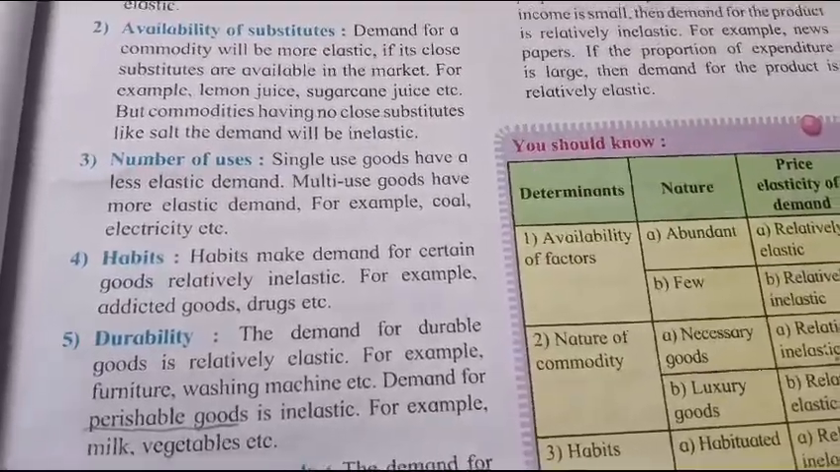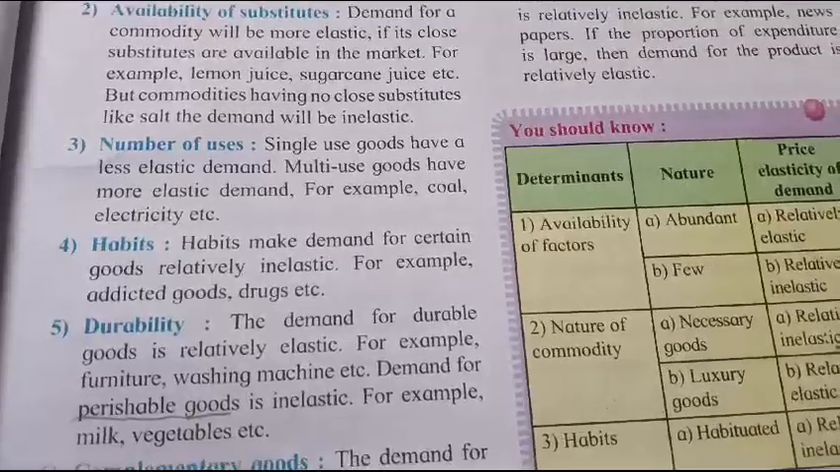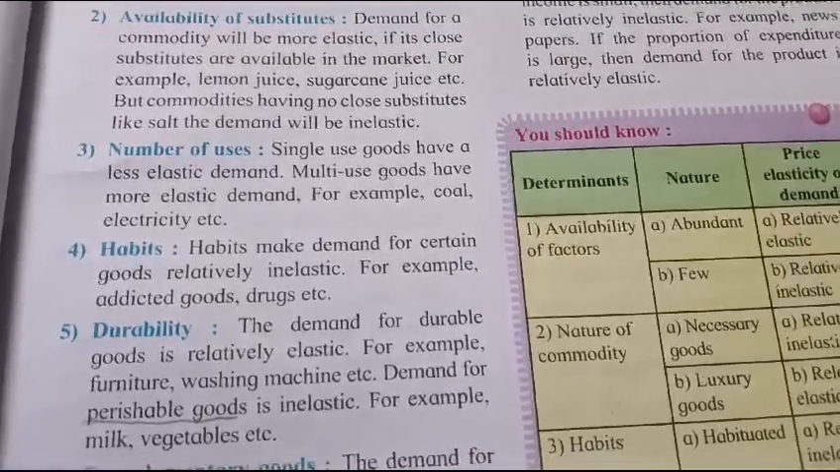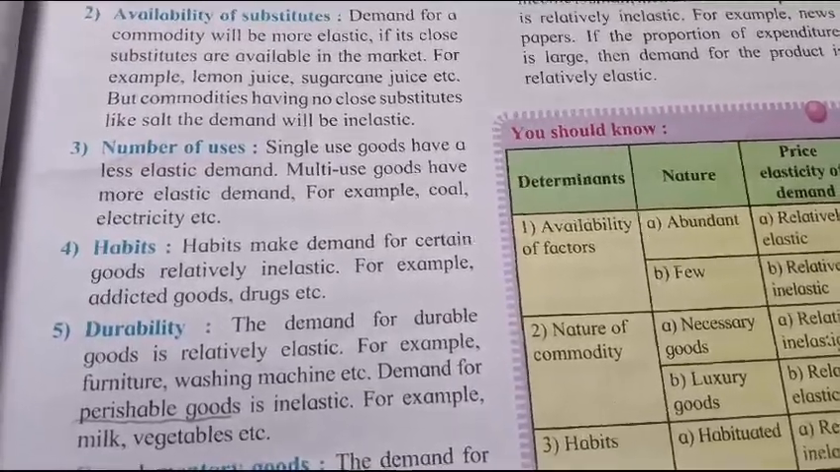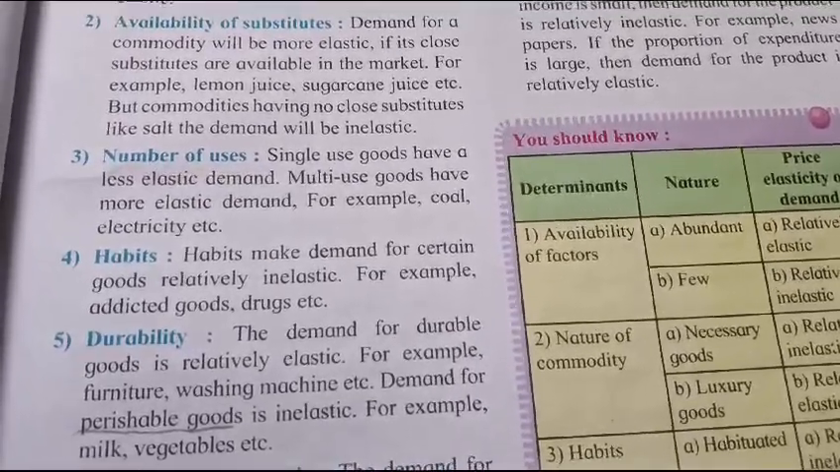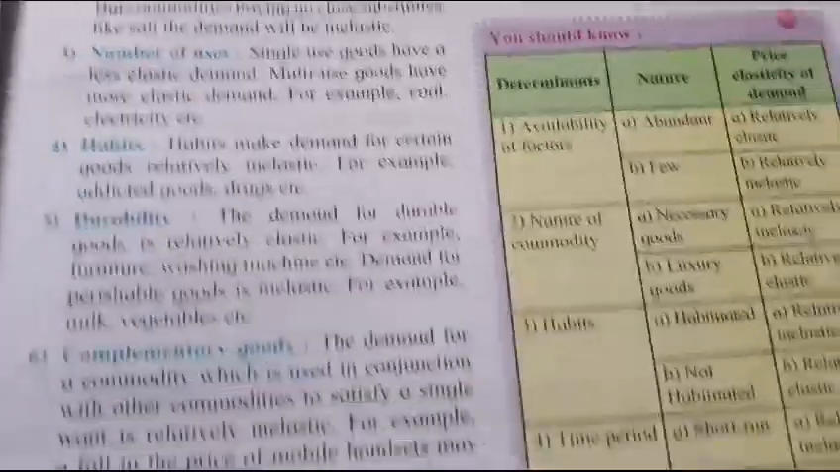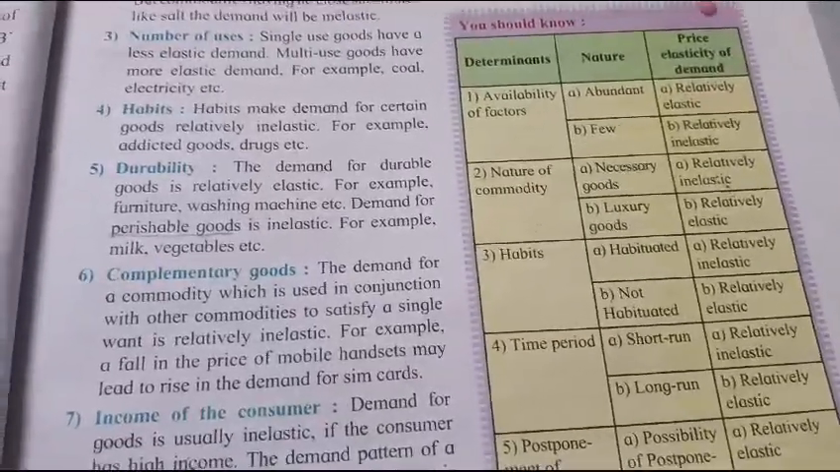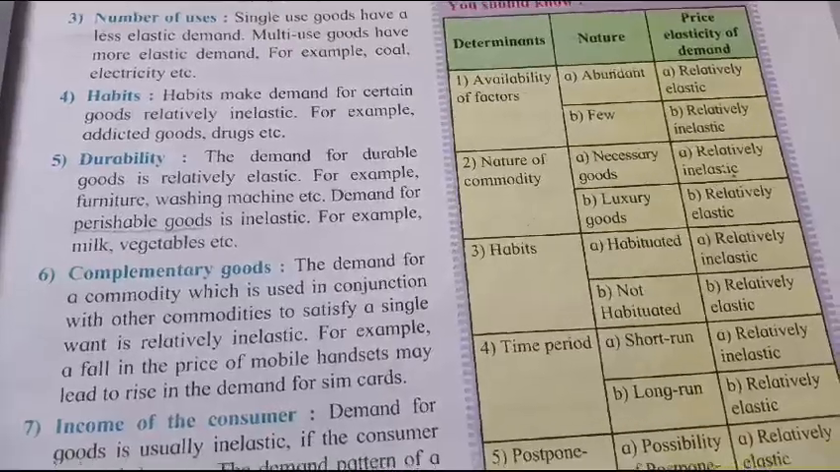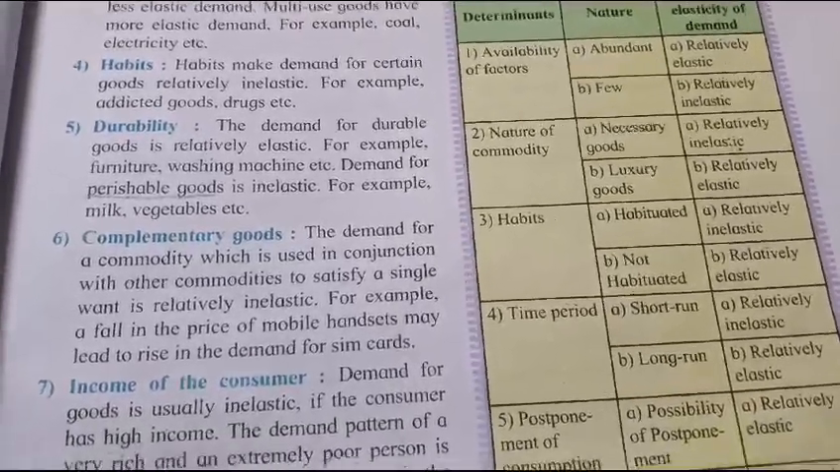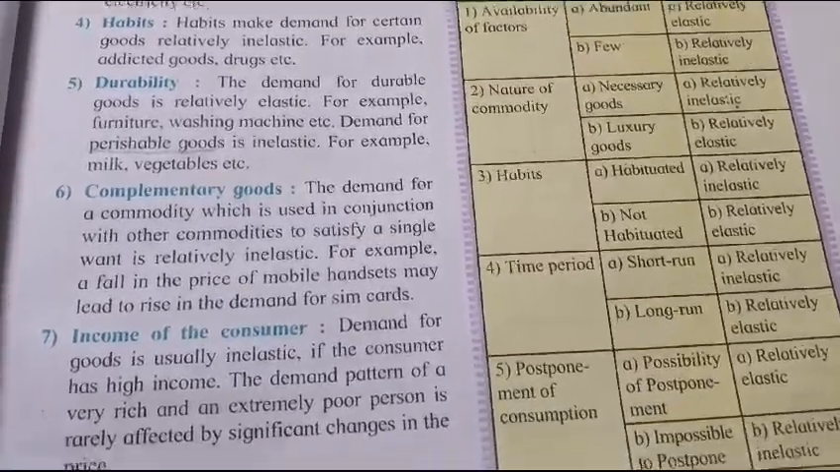Second, availability of substitutes. Demand for a commodity will be more elastic if its close substitutes are available in the market. For example, lemon juice, sugarcane juice, etc. But for commodities having no close substitutes like salt, the demand will be inelastic. Third, number of uses. Single-use goods have a less elastic demand. Multi-use goods have more elastic demand. For example, coal, electricity, etc.